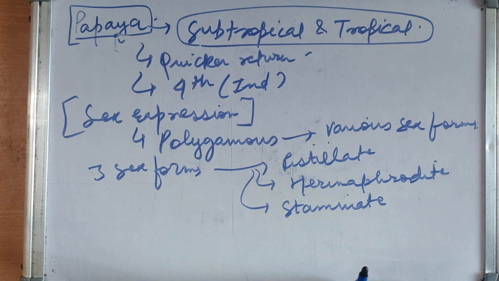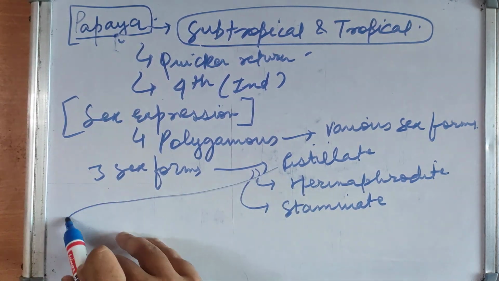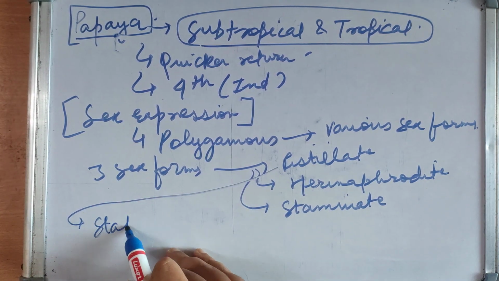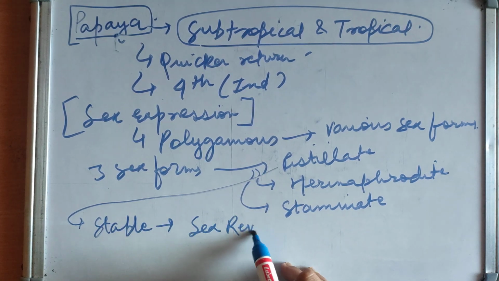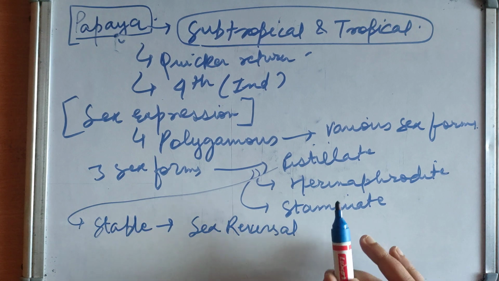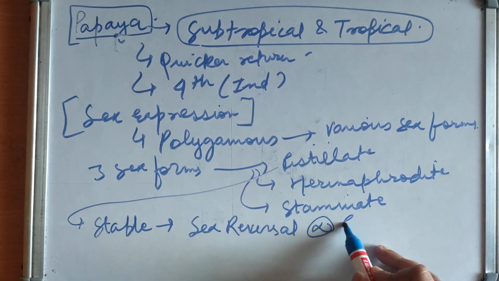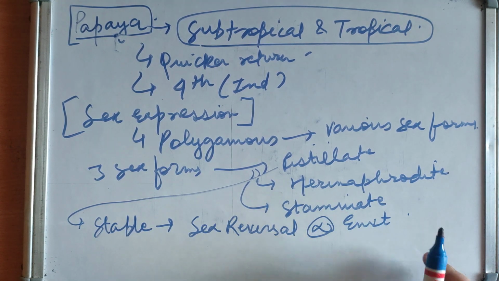So pistillate is a stable form, and sex reversal is not affected by environmental factors. Here pistillate is a very stable form, and the sex reversal is not affected by environmental factors.